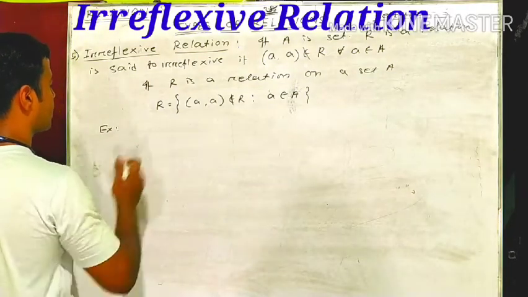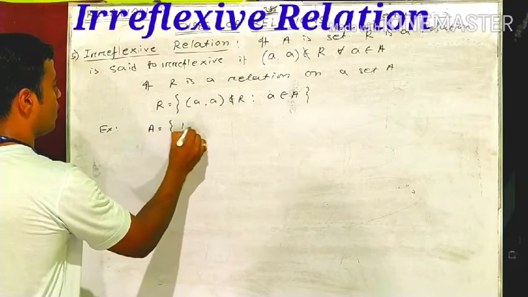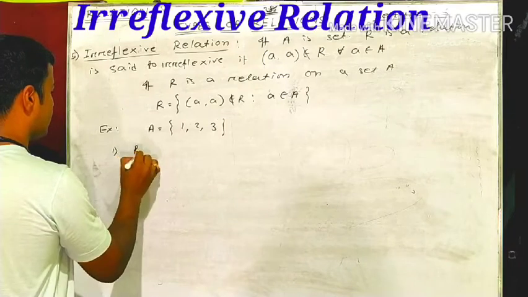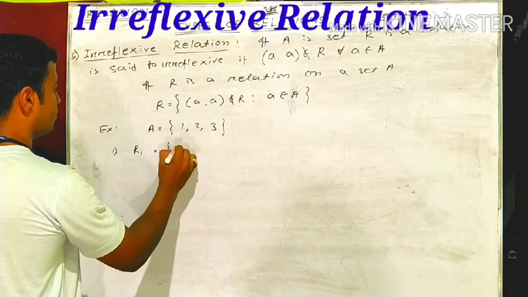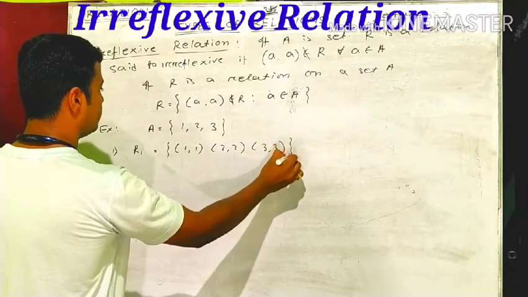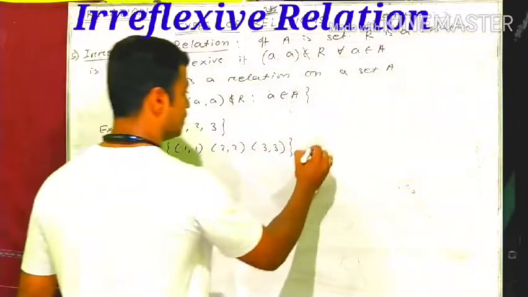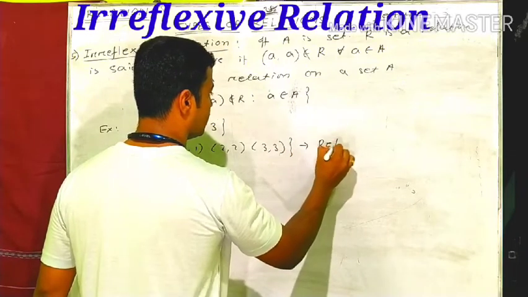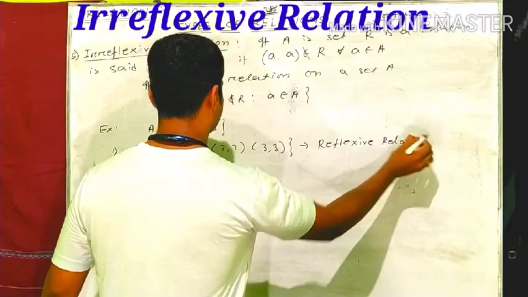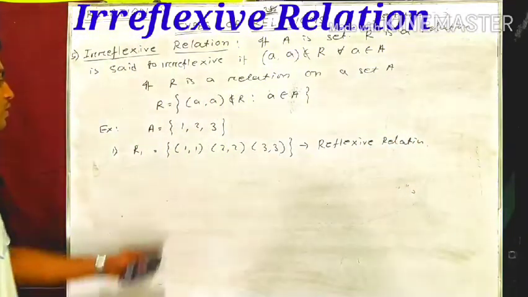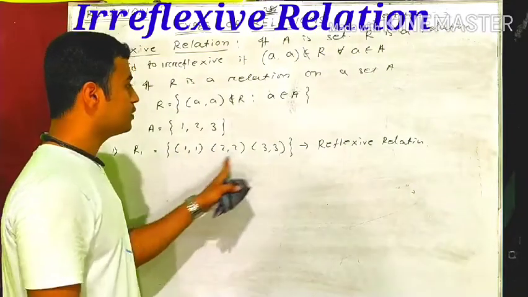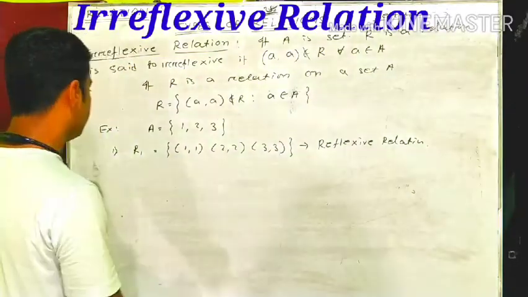Here A equal to {1, 2, 3}. Let's suppose the first relation gives us (1, 1), (2, 2), (3, 3). Is it a reflexive relation? It is a reflexive relation because (1, 1), (2, 2), (3, 3): each element of A is related to itself. So this is a reflexive relation.